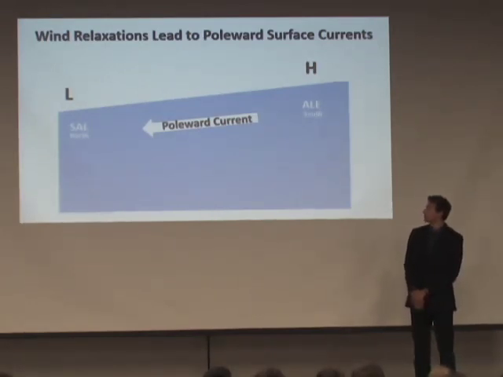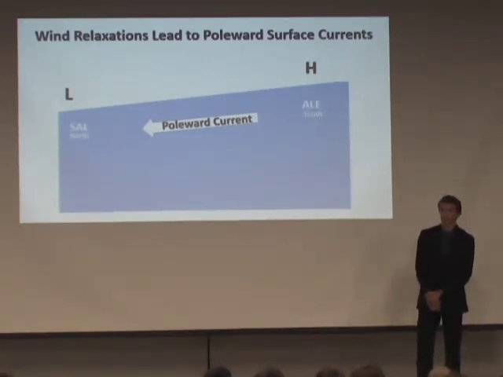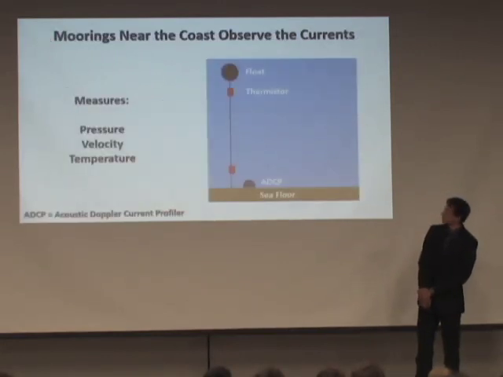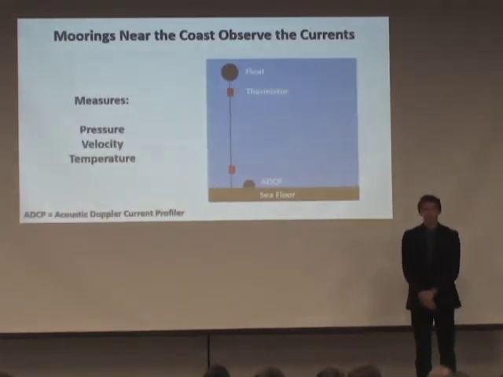And thus, it'll attempt to go back to equilibrium, where the two heights are the same. And this is what drives these poleward flows. So to get measurements on these poleward flows, we use what's called oceanographic moorings.